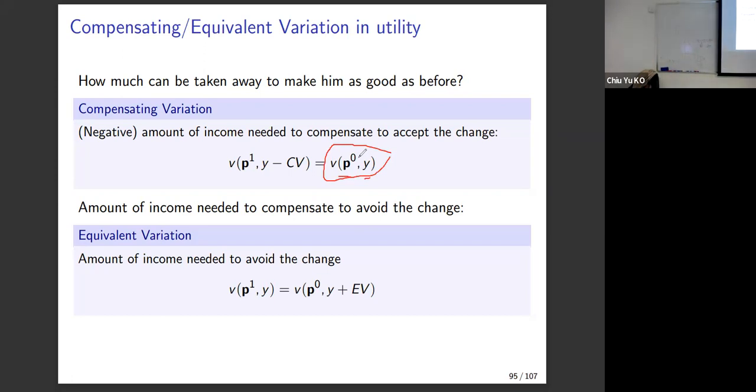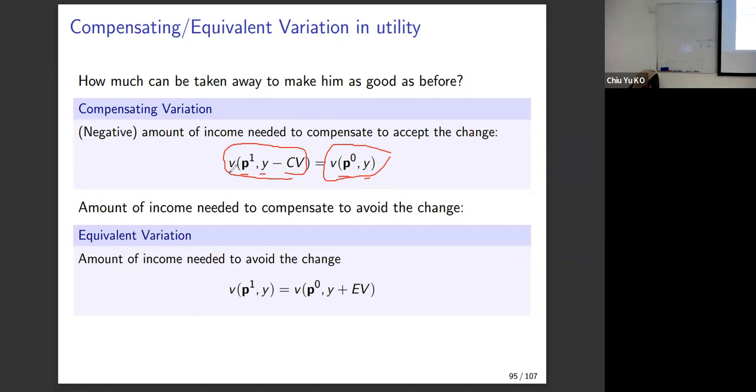This is our reference point, happy initially. Then we try to look at the case where under the change is P1, and this is income. How much we need to compensate him for the change? Put it this way. Suppose the price goes up, then we need to compensate him, right?